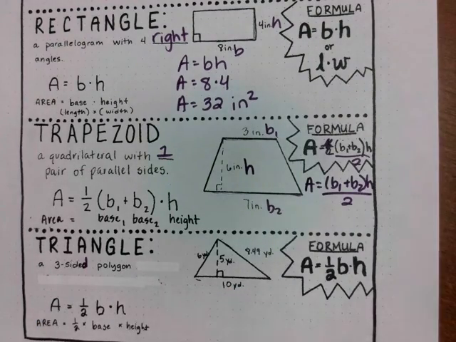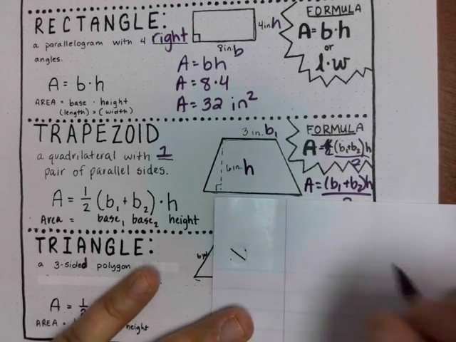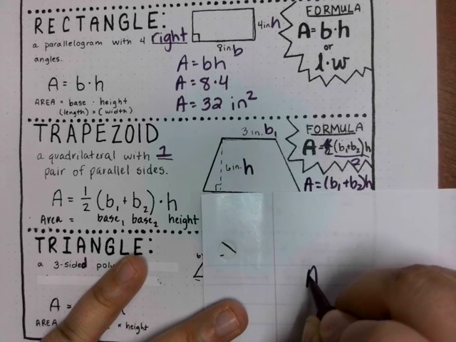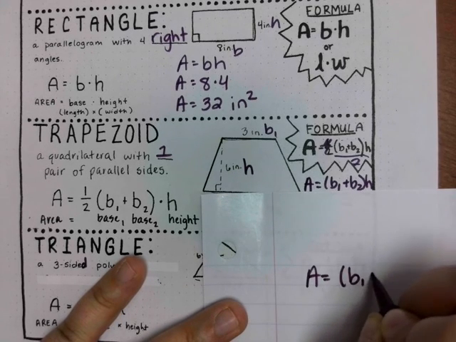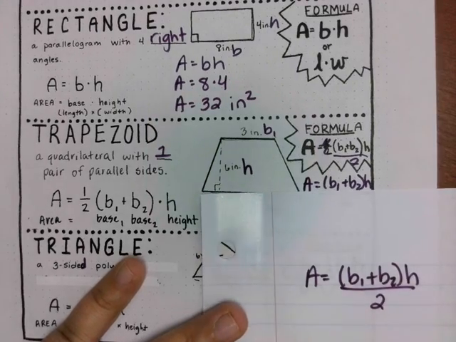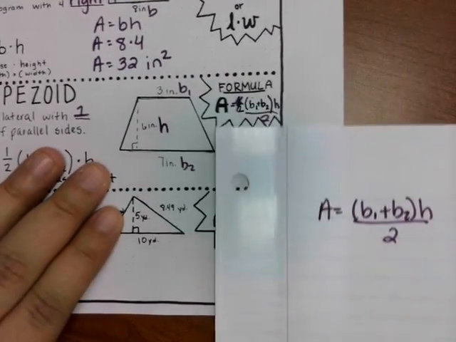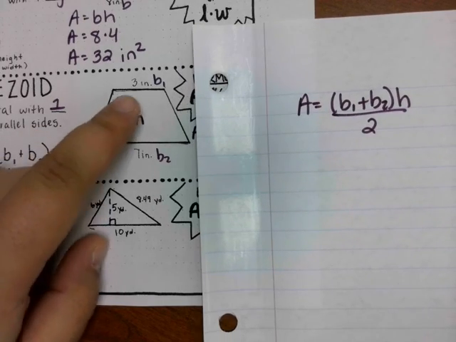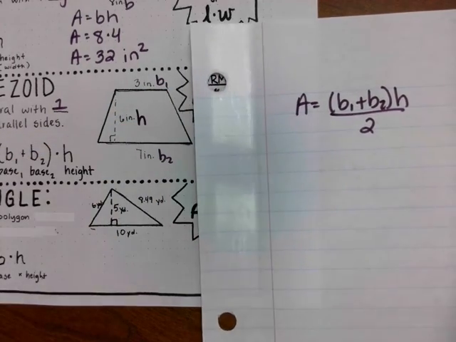That's just me personally. And for this one, I actually don't have enough space on this paper, so I'm going to get a piece of notebook paper and write down that formula. So A equals, parentheses, b1 plus b2 times the height, and don't forget to divide by 2. So we're going to plug in these values, my bases and my height, into the formula.